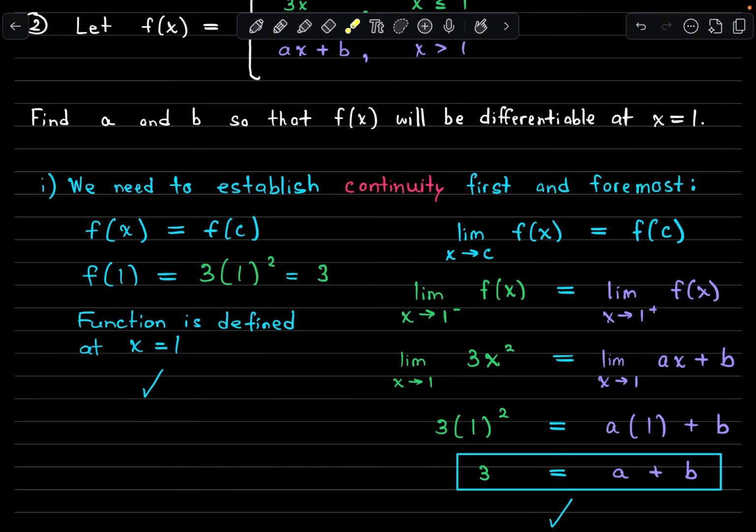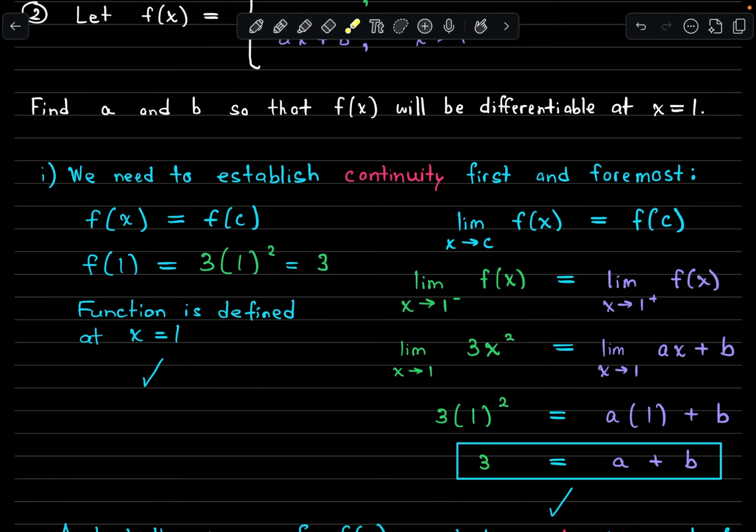Whatever a and b are, right? Now, this by itself is not enough information to establish what a and b have to be, but this is our first condition, okay? Now, luckily, in order for it to be differentiable, we have another property, right?